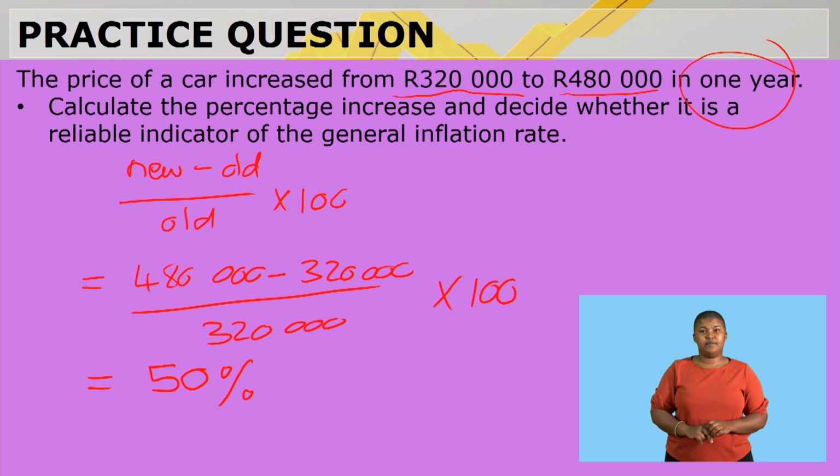Now, is that a reliable indicator? No. Remember, inflation needs to be calculated on various goods and services before you can say this is the inflation rate. So before calculating, you need to look at that imaginary basket.